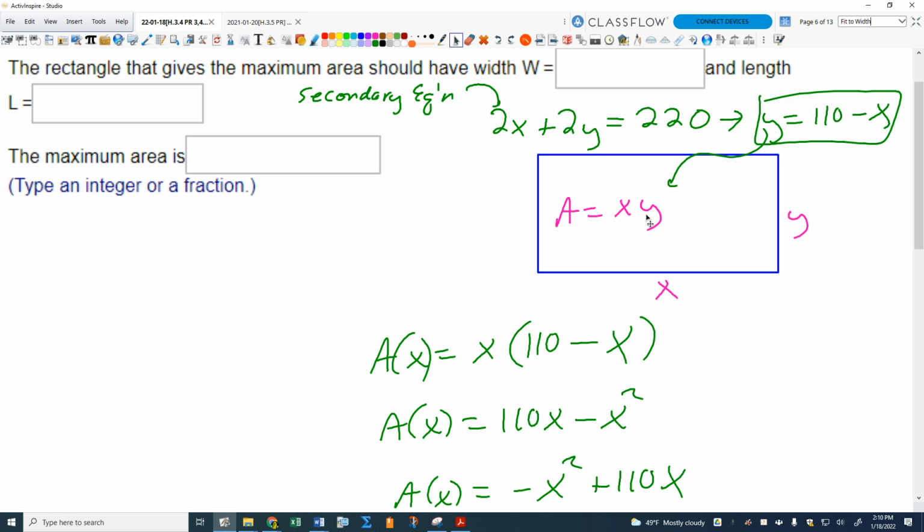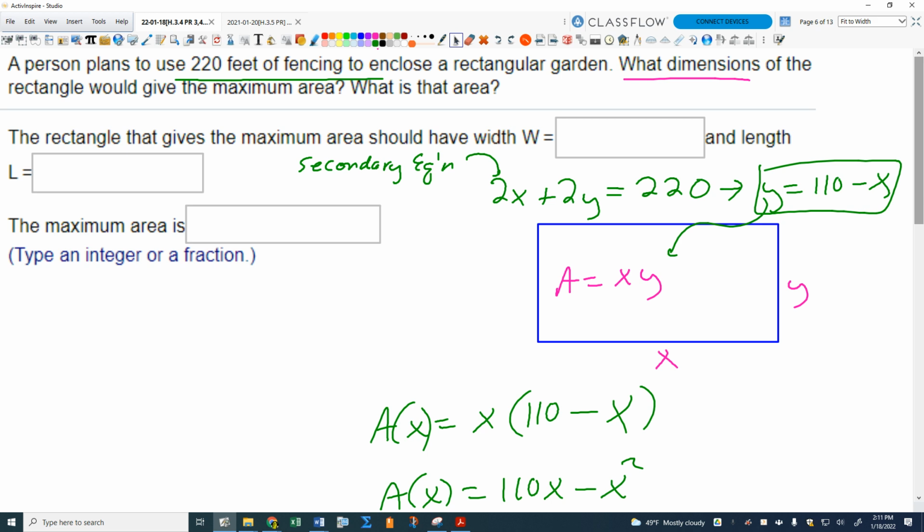For now, we're really interested in being able to write this as a function of a single variable. So we want to somehow get rid of one of these two variables. Now that has to come from some other information that's given to us. And here it is right here. The fact that you plan to use 220 feet of fencing.